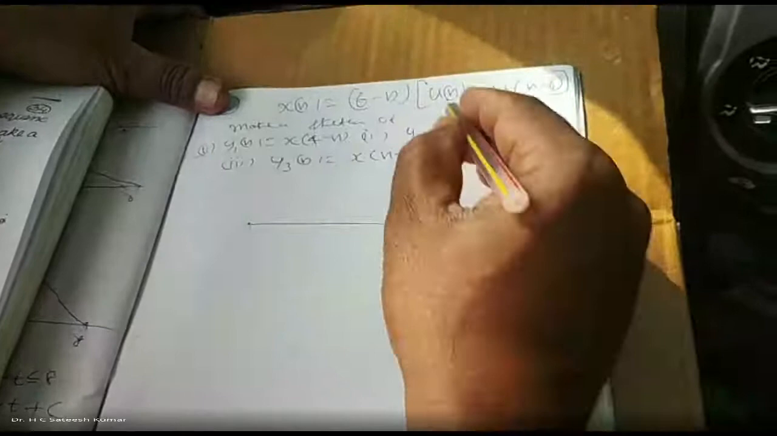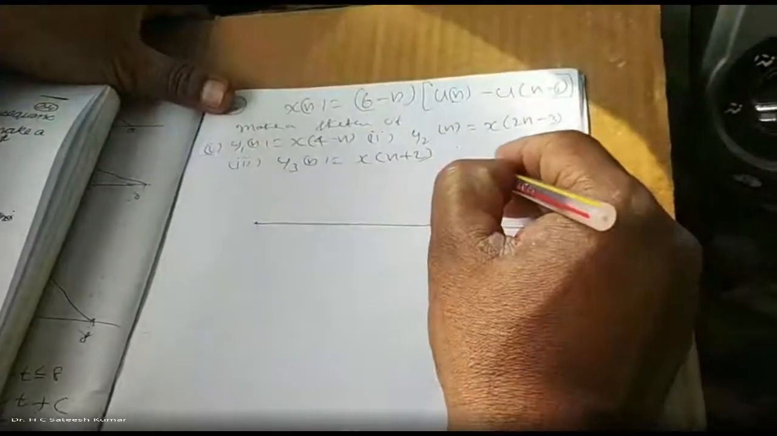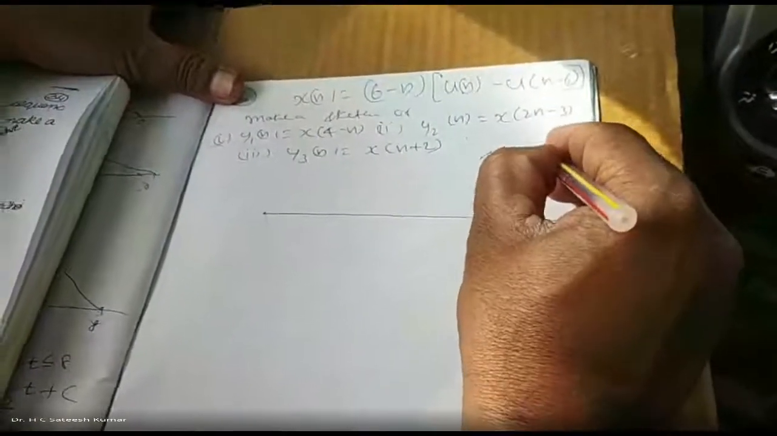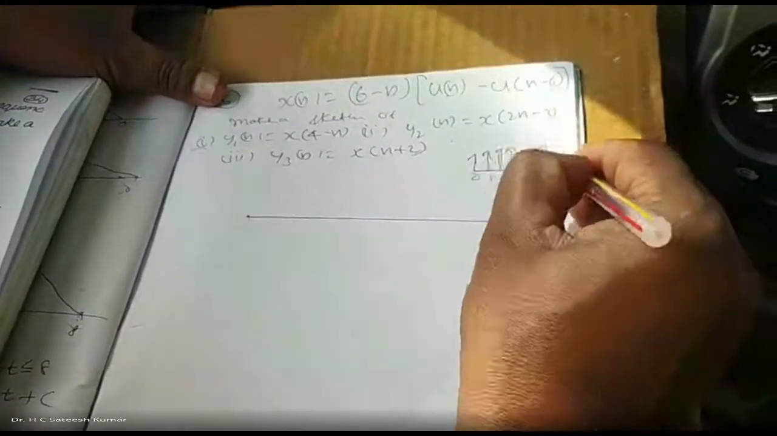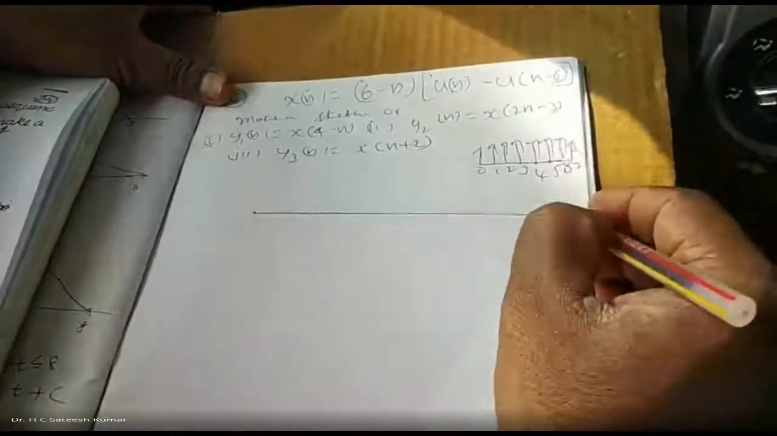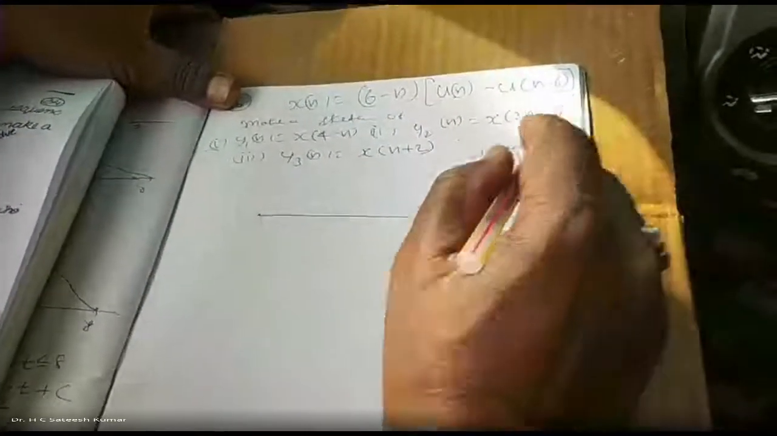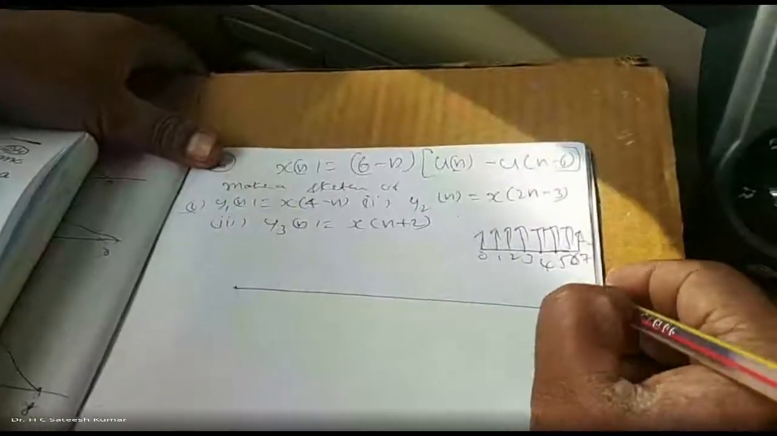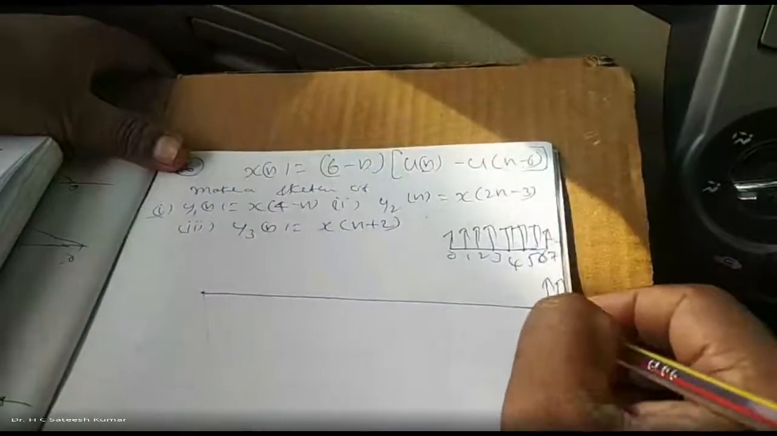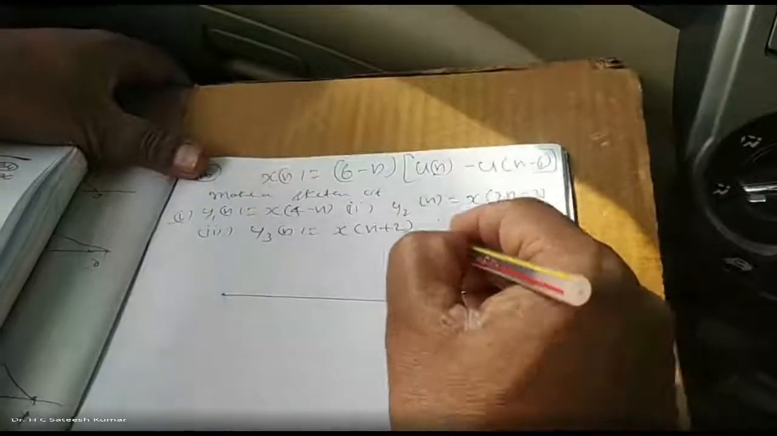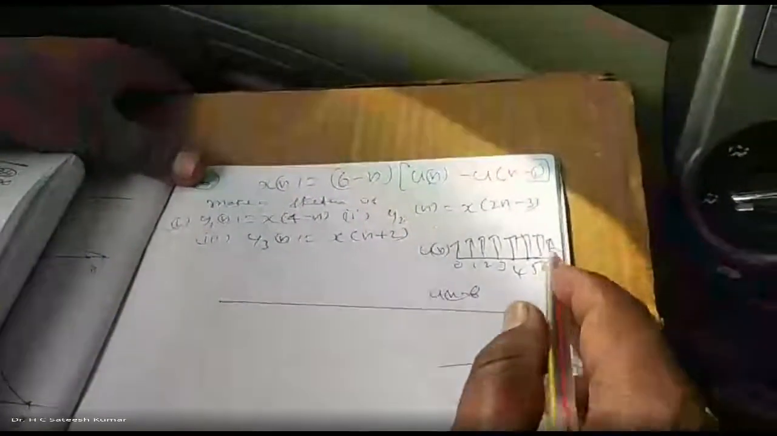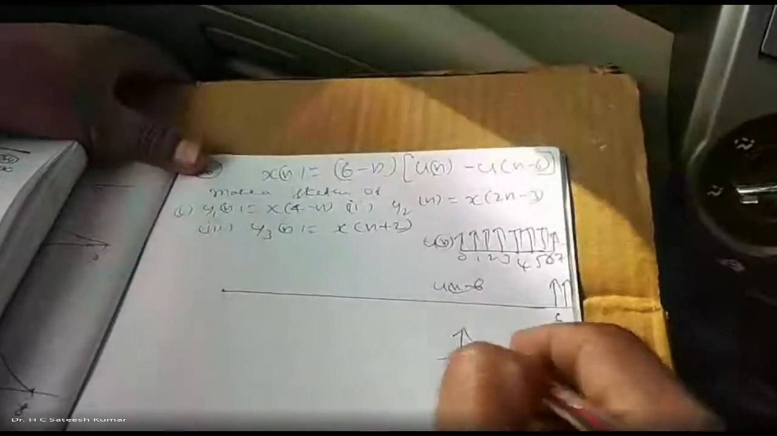u of n is nothing but what? u of n is 0, 1, 2, 3, 4, 5, 6, and so on. It will be like this. Now 6, 7, like this. Now u of n minus 6 means what? Shift right by 6 units. So therefore it starts from 6, and 6 onwards it will be there. This is your u of n minus 6. This is your u of n. u of n minus u of n minus 6 is from where to where? The sixth element also gets subtracted. So therefore we have 0 to 5.